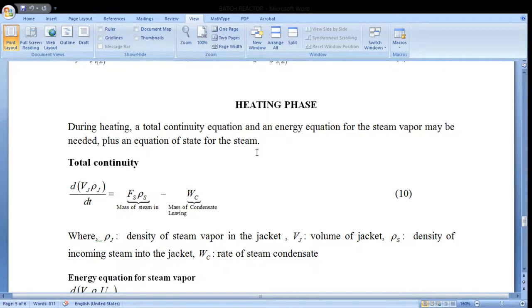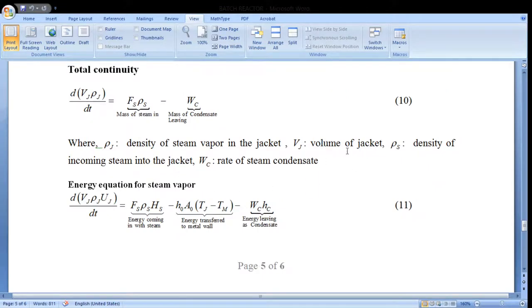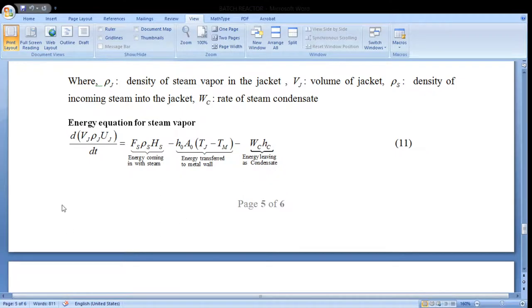During the heating phase, in the beginning, steam vapor is needed to maintain the reaction temperature. So in the starting you are feeding a volume of the steam into density, and this is the feed rate, the mass rate of the steam in, Fs into density, and the mass of condensate steam leaving the jacket. So this is the volume of the jacket, which is completely filled, times density. The energy equation for the steam vapor is in terms of internal energies, so you are just balancing here the enthalpy coming in with the steam, the energy transferred from the jacket to the metal ball, and the energy going out with the condensate.